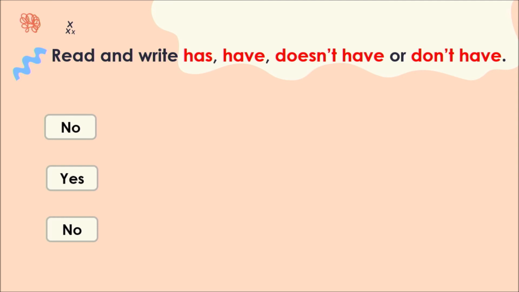Okay. Next one. Read and write has, have, doesn't have, or don't have. Again, kids, you have 4 choices to write. Has, have for the positive, and doesn't have or don't have for the negative. Okay. Number 4 is they blank an iguana. Look at the word at the right part. Okay, it's no. So you need to look for the negative.